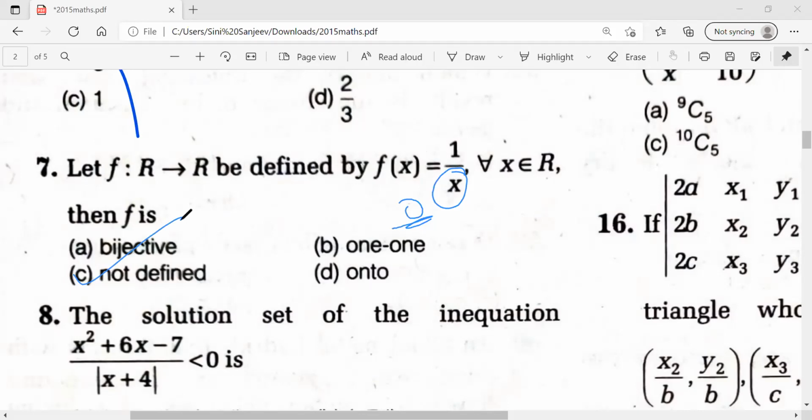This is a direct question. We can get the easy answer. 1 by 0, we don't know what it is. Not defined. Because 1 by 0, what does it mean actually? 0 multiplied by what will give me 1? The number is not defined, right? That's it. So not defined is the answer for this kind of question.